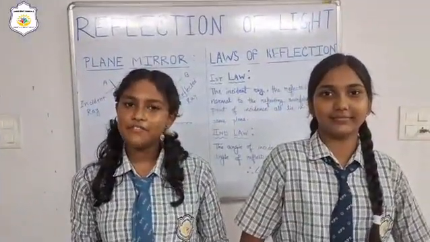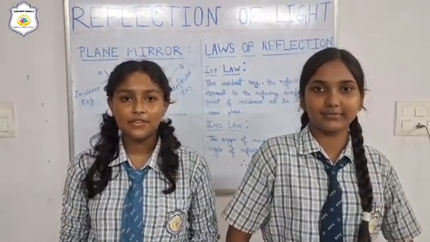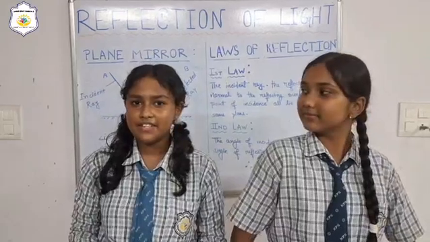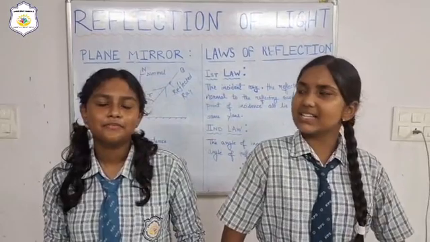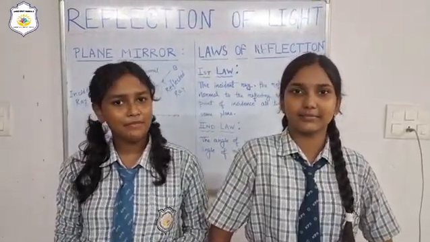Okay, so as we have concluded from the second law of reflection that the angle of incidence is equal to the angle of reflection, which means that if we increase the angle of incidence, then automatically the angle of reflection also increases. But does this actually occur in reality? So let us prove this with the help of a demonstration.